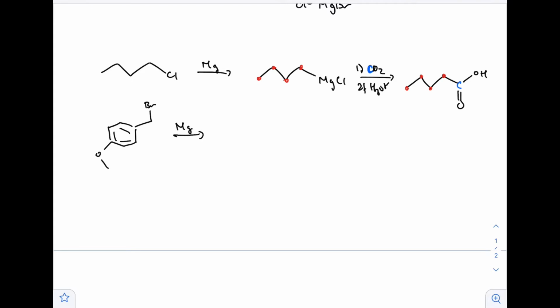Let's say we got this guy, same deal. Hit it with a little magnesium, make a Grignard, hit it with CO2 and acid, get your carboxylic acid. So again, making sure you don't end up with the wrong count, you got to have that extra carbon in between, really. So do your inventory. Okay.